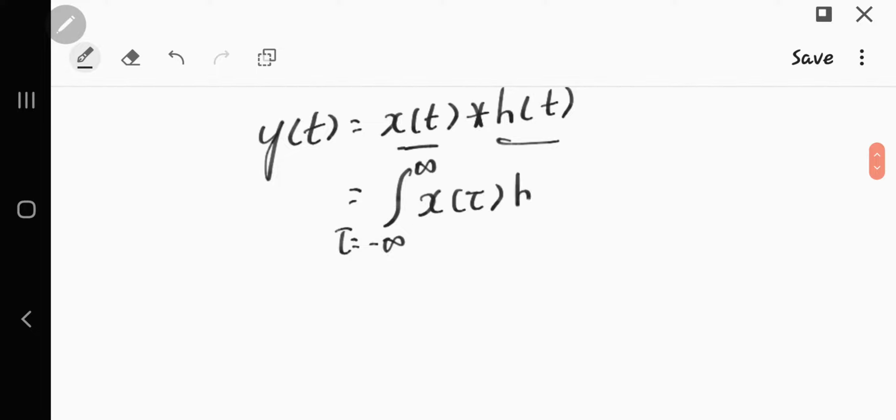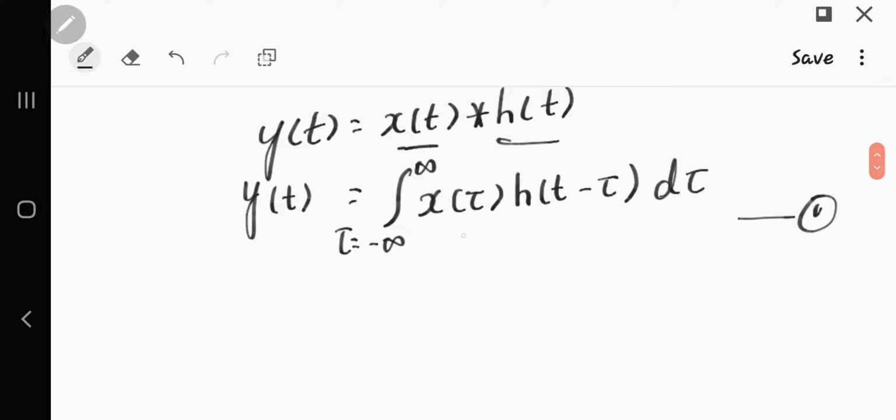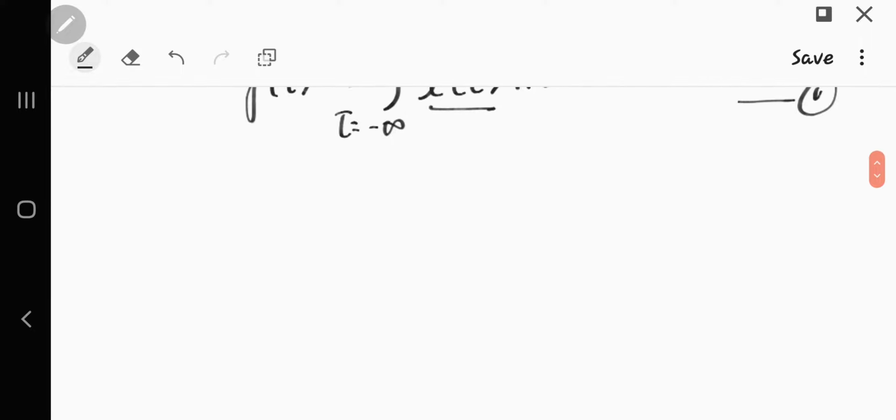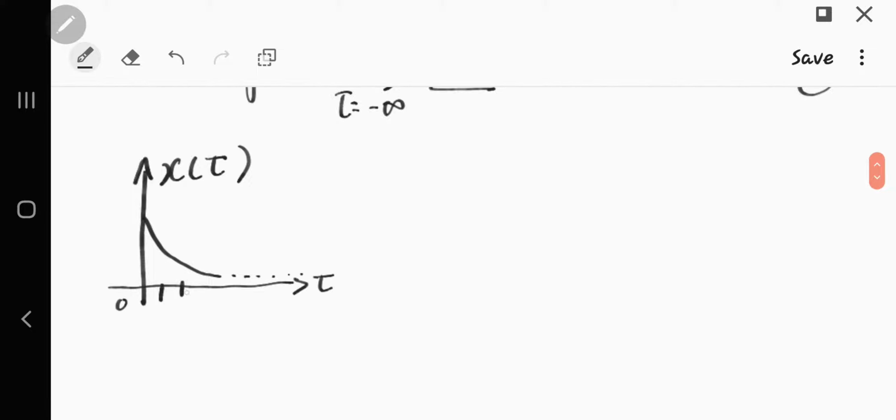Now, we have x of t and h of t written graphically. Now we have to express these as x of tau, and one more signal we want is h of t minus tau. Let us plot these two. First, I will plot x of tau. Here the index will be tau. Amplitude is 1, and this becomes the signal e power minus a tau.